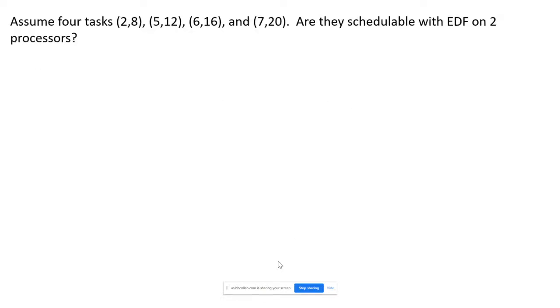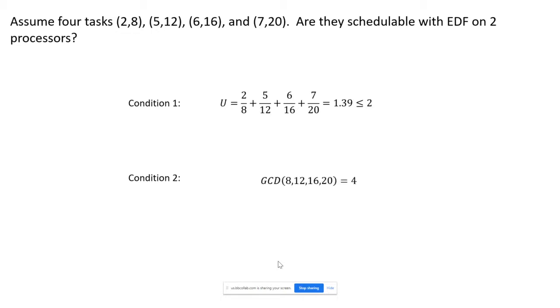Okay, so now we have another task set, 2/8, 5/12, 6/16, and 7/20. Are they schedulable with EDF on 2 processors? Okay, this is that really weird test that has 2 parts to it. The first part is that the utilization must be less than 2 in this case, because there's 2 processors. So 2/8 plus 5/12 plus 6/16 plus 7/20 is 1.39, so that checks out. And condition 2 is that one where you have to calculate the greatest common divisor of the periods, which is 4, if I did this right.